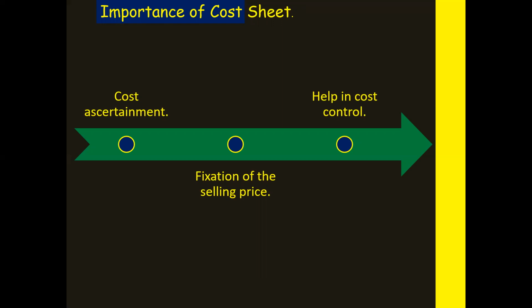It helps in cost control also by preparing the cost sheet. We can see where we have spent more and how we can control it. Even it helps in the comparison as well. We can compare our cost sheet with the previous year cost sheet, or we can compare the current cost or the previous cost of the product.